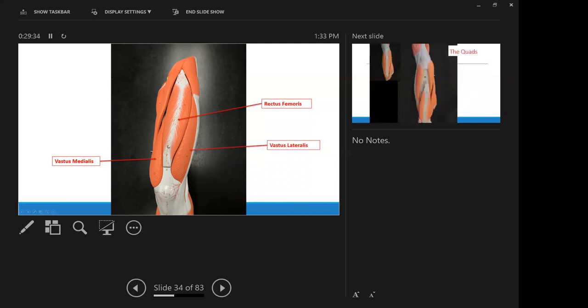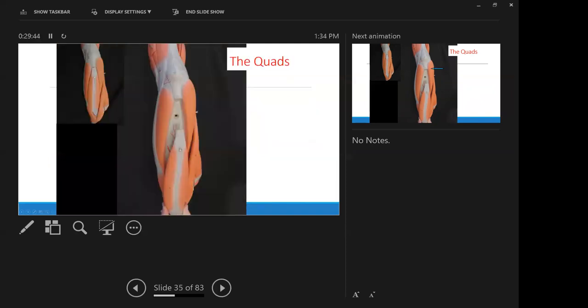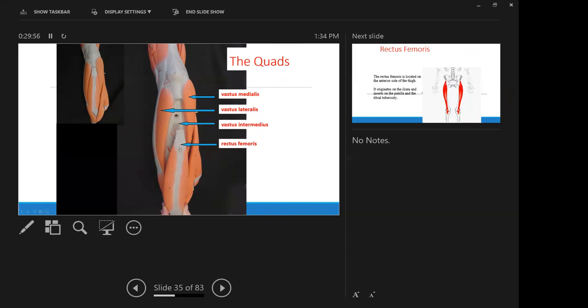Now, you can see the vastus intermedius. It's underneath this finger here. This is the rectus femoris, but the vastus intermedius is directly underneath that. Right there. There is the vastus medialis, vastus lateralis, vastus intermedius, and the rectus femoris. These are the quads.